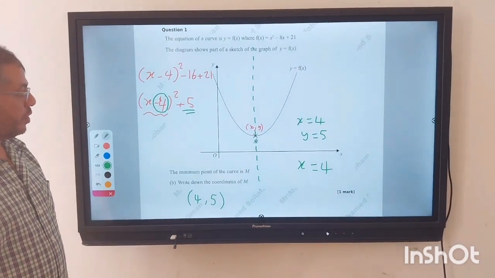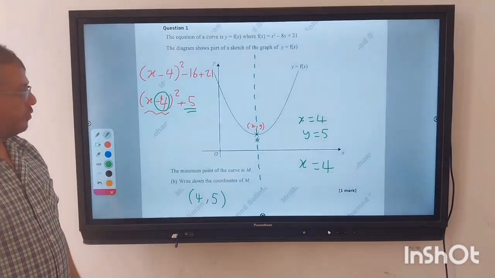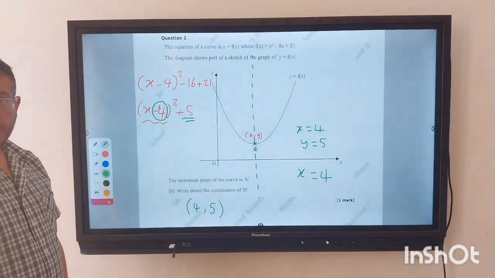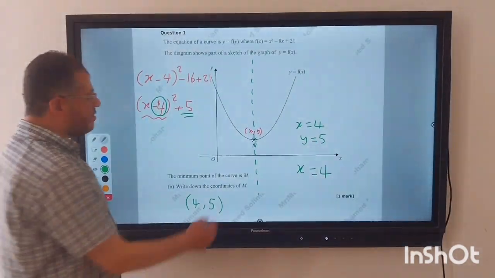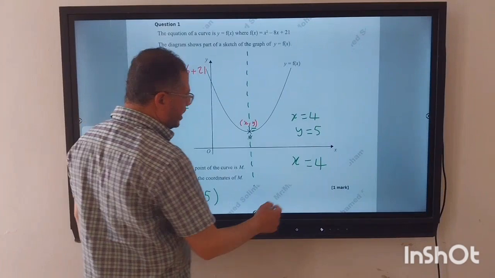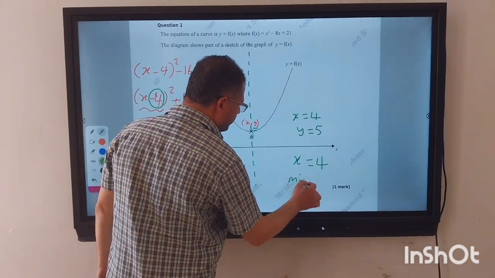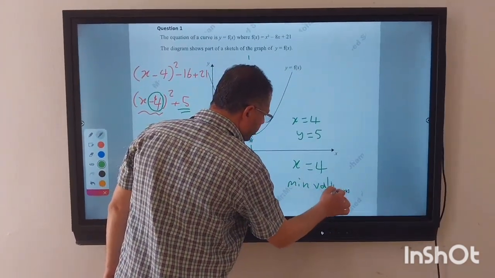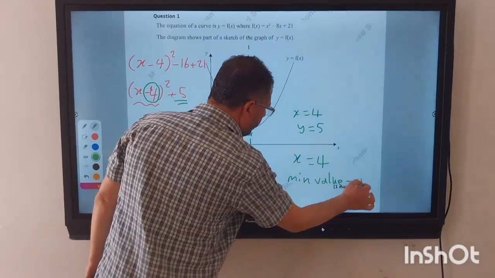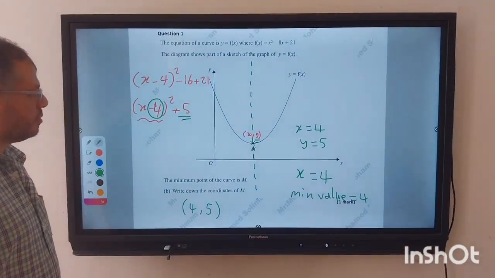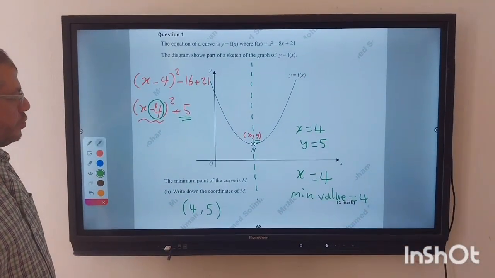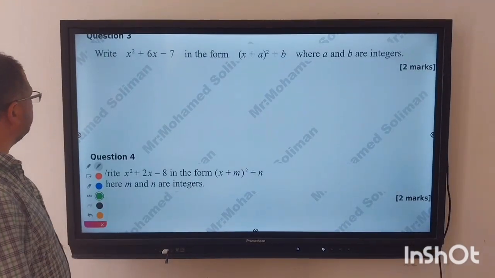Okay. He can ask you also, what is the minimum value of this parabola? The minimum of this parabola is the value of y. So here we can say that the minimum value equals 5. Let's see the next one. Next question.